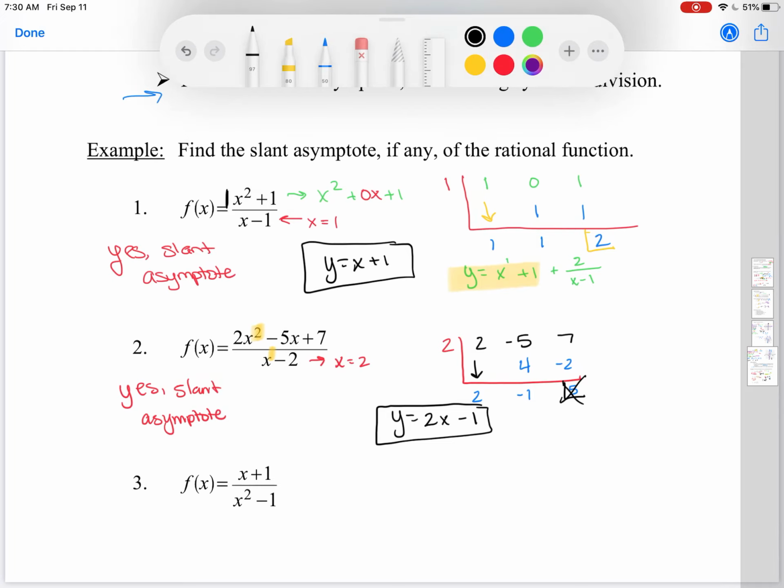And last but not least, when I get to question 3, again, you're always checking. So find the slant asymptote if any of the rational functions. So if I look at question 3, my exponent up top is a 1. My exponent down below is a 2. Is 1 exactly 1 above 2? No. It's less than, so it's not greater. So I have no slant asymptote. So we can't synthetically divide or find the answer. I'm done with no slant asymptote.